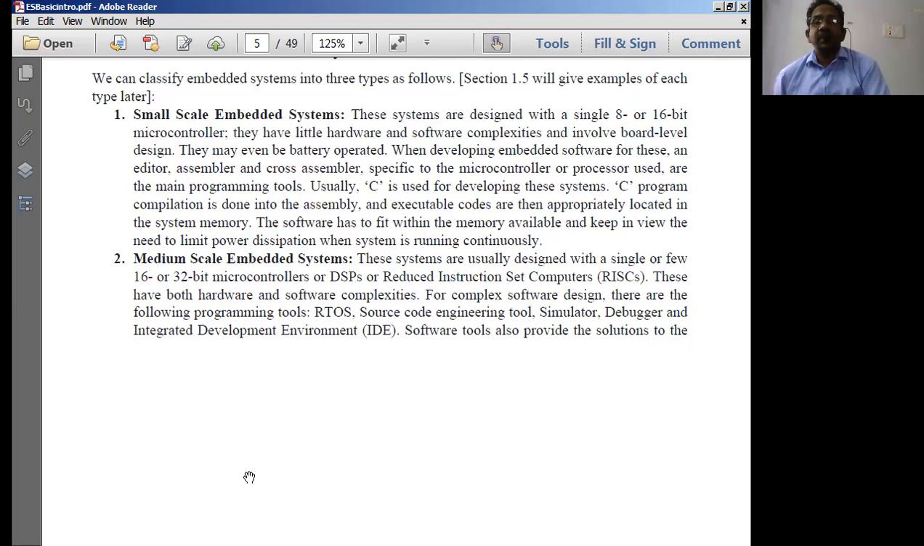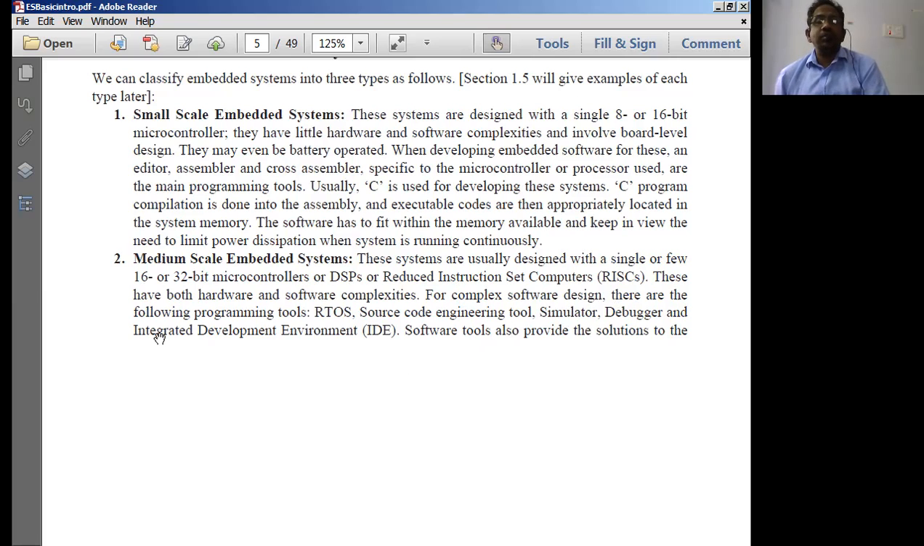Then we have another type called a medium scale embedded system. Medium scale embedded systems are usually designed with a single or a few 16-bit or 32-bit microcontrollers. So somewhat the bit capacity has been increased in the case of these embedded systems, and the microcontrollers are going to be 16-bit or 32-bit. Our DSPs or RISC processors, that is, reduced instruction set computers, will be used to design medium scale embedded systems.